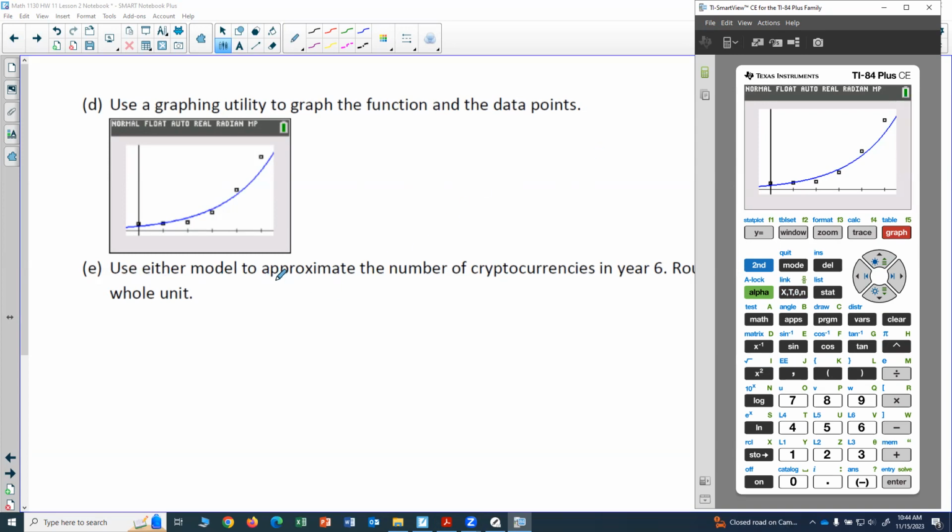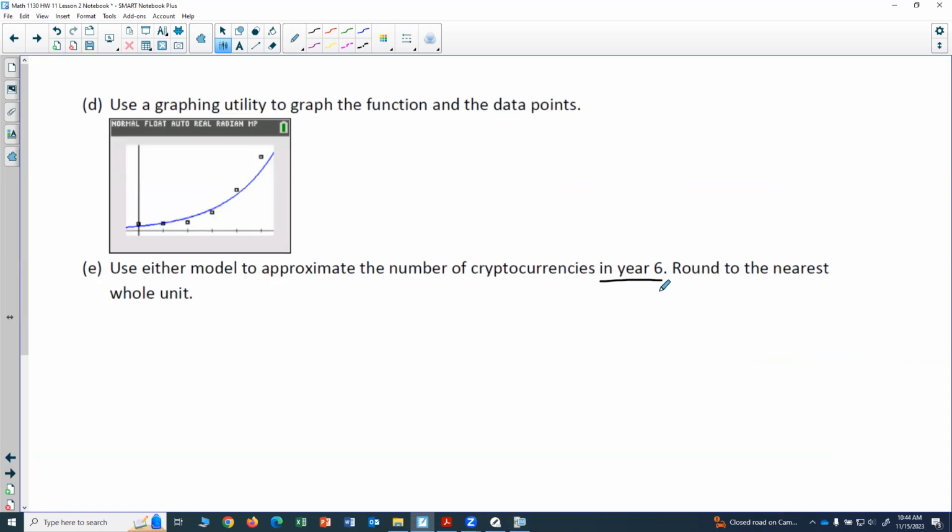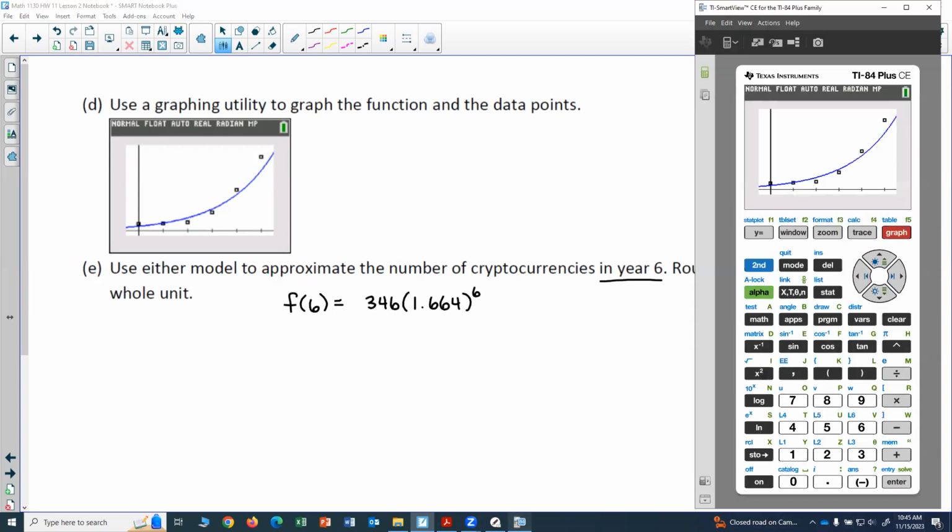Now use either model to approximate the number of cryptocurrencies in year 6. So that means that x is 6, and it says round to the nearest whole unit. So I'm going to have f of 6 equals 346 times 1.664 to the 6th power. And now you just have to put that in your calculator.